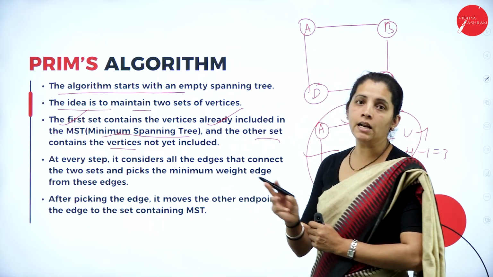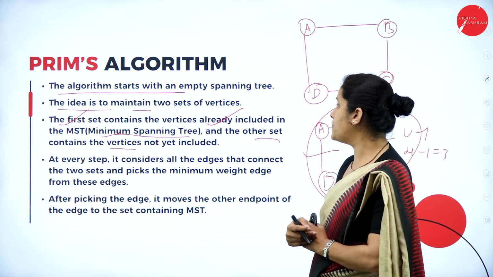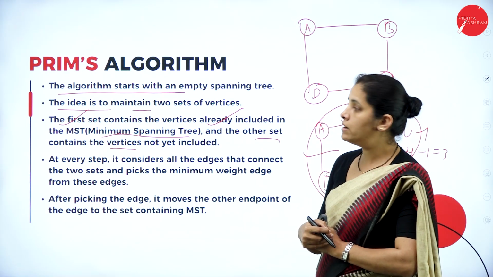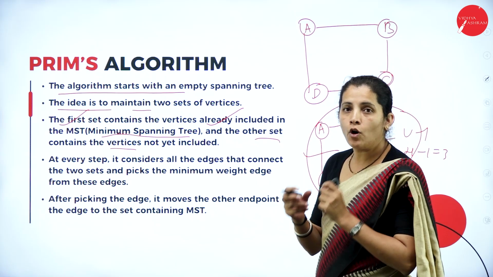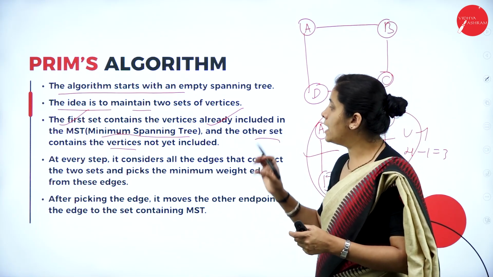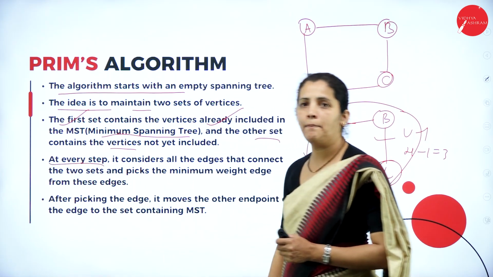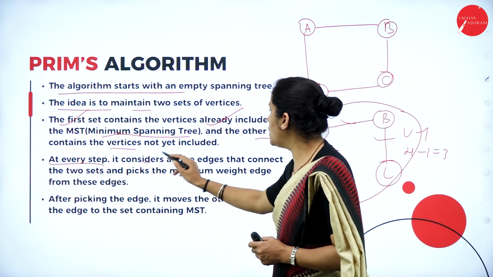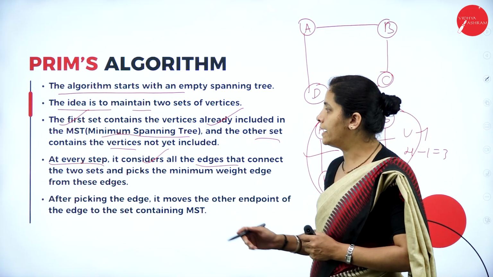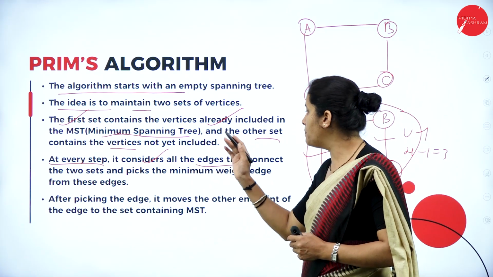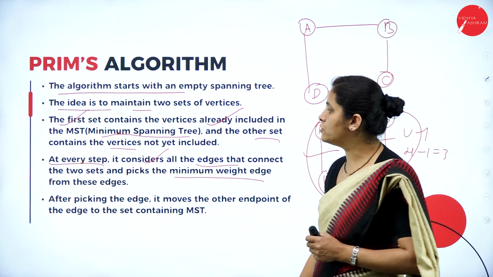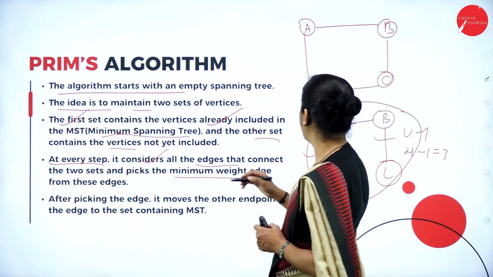In one vertex set, I'm going to have the minimum spanning tree, and in another set, the vertices which are not yet included, that one I'm going to place. Now, at every step, it considers all the edges that connect the two sets and picks the minimum weight edge of these edges.